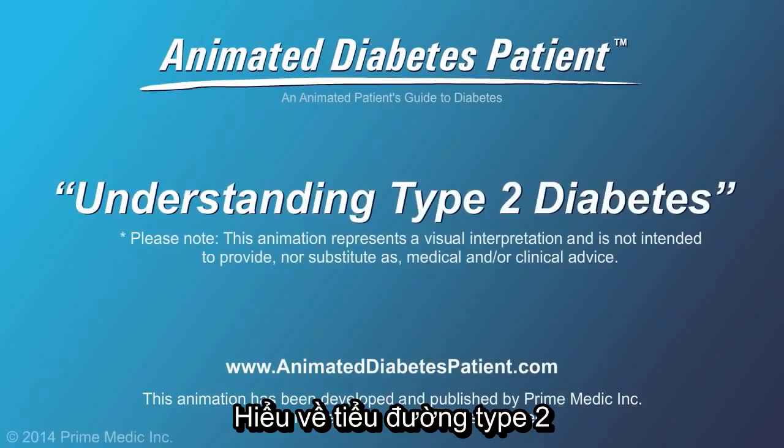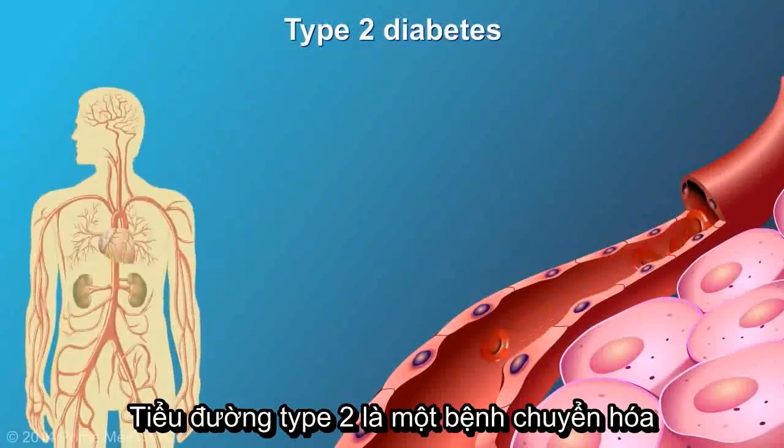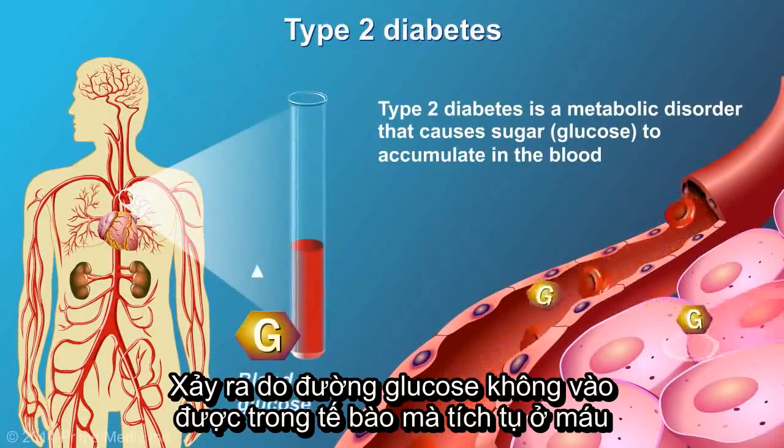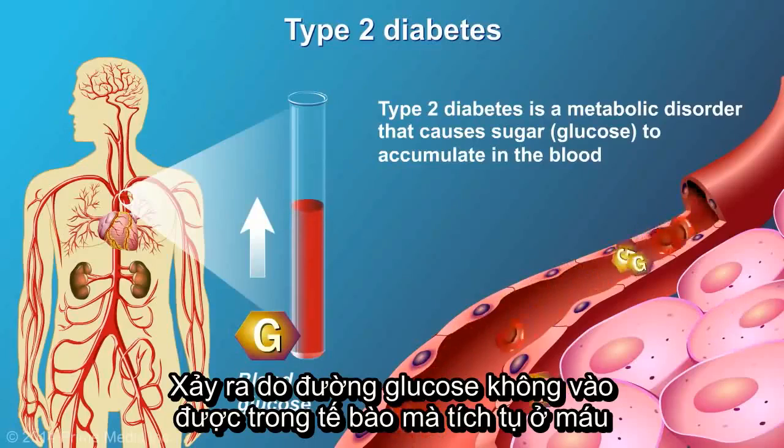Understanding Type 2 diabetes. Type 2 diabetes is a metabolic disorder that causes sugar, in the form of glucose, to accumulate in the blood rather than being used as fuel by the cells in our body.